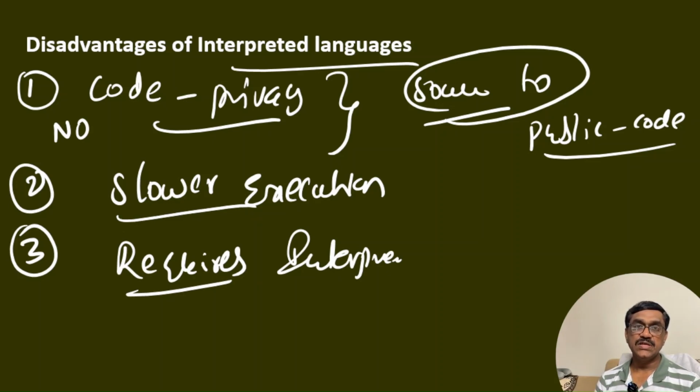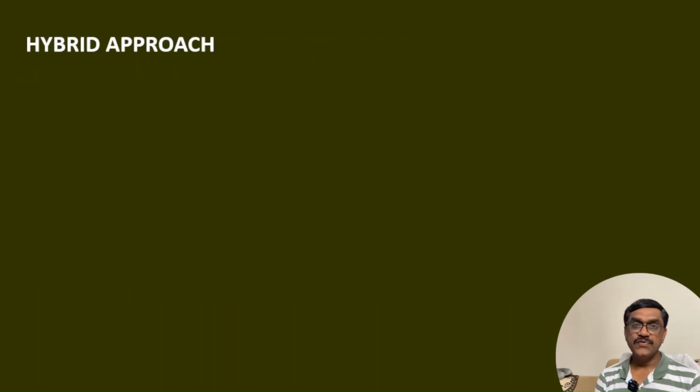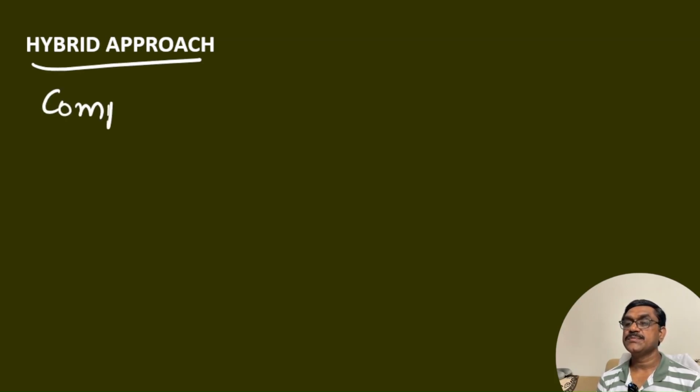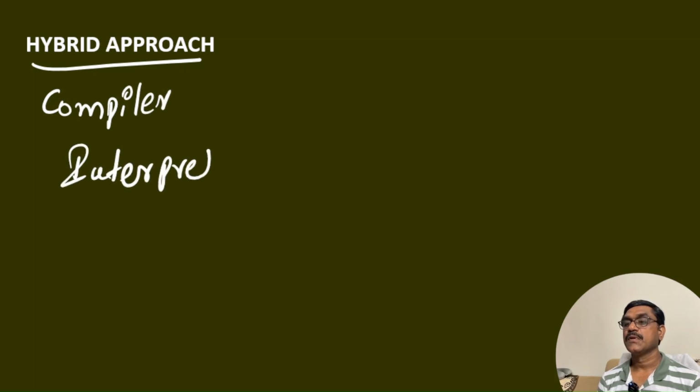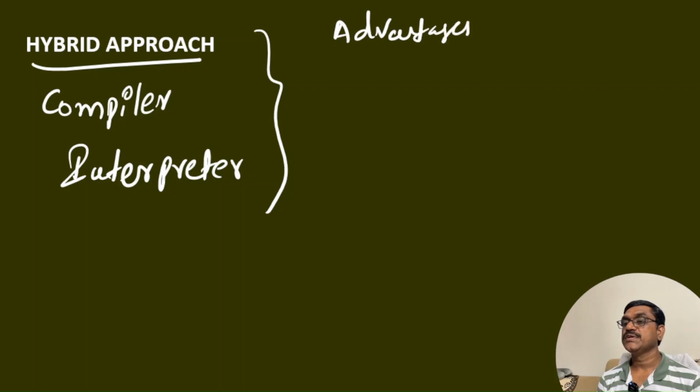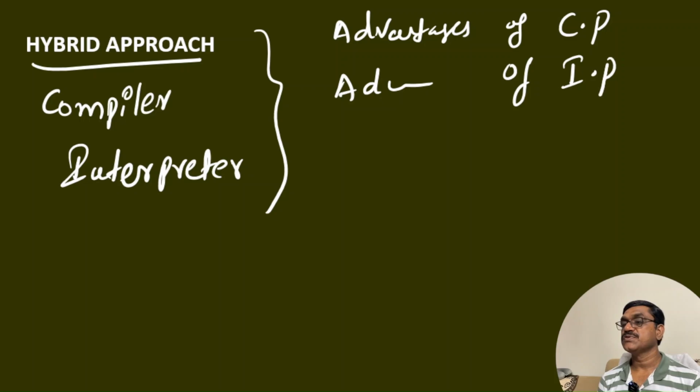After this, we will see what is meant by the hybrid approach, and what happens internally in it. We will see the hybrid approach in detail. Just now I said it uses the concept of a compiler and also an interpreter. The hybrid approach takes the advantages of compiled programming languages as well as the advantages of interpreted programming languages.